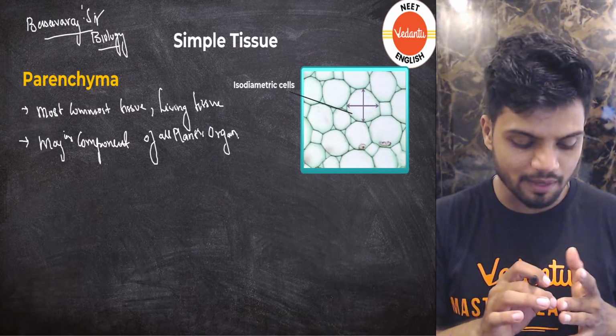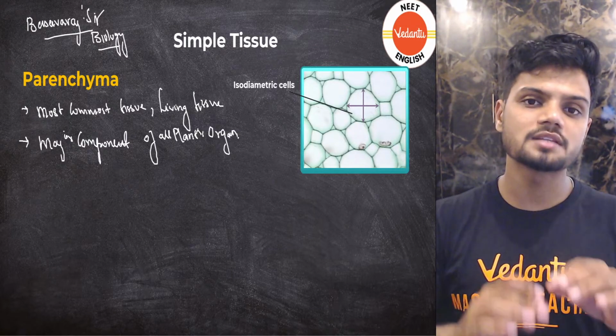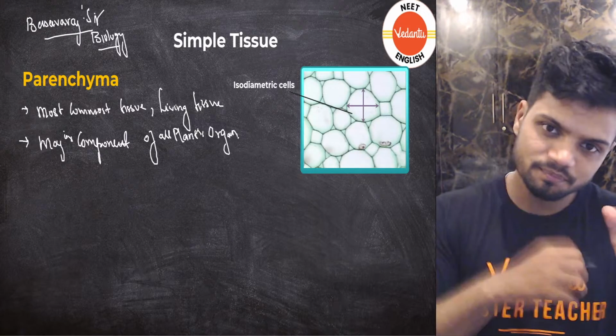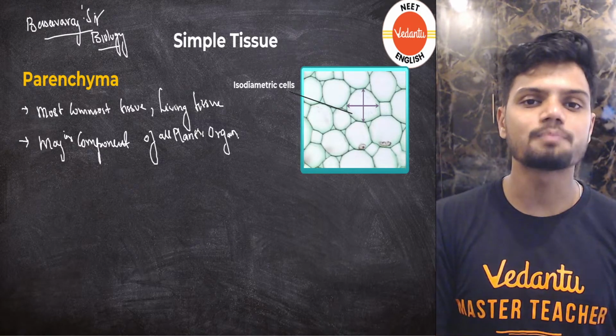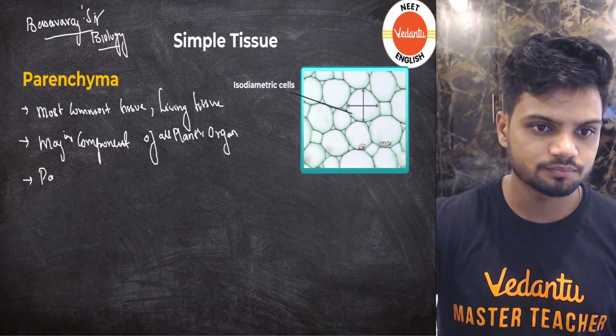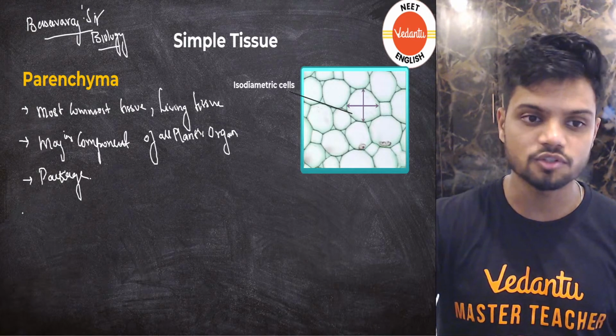You might think parenchyma helps in photosynthesis more. No. The main function of your parenchyma is packaging. Every single place you find some free space, pack it. Pack it nicely. That is the function of parenchyma. So what is the main function? Main function is packaging.